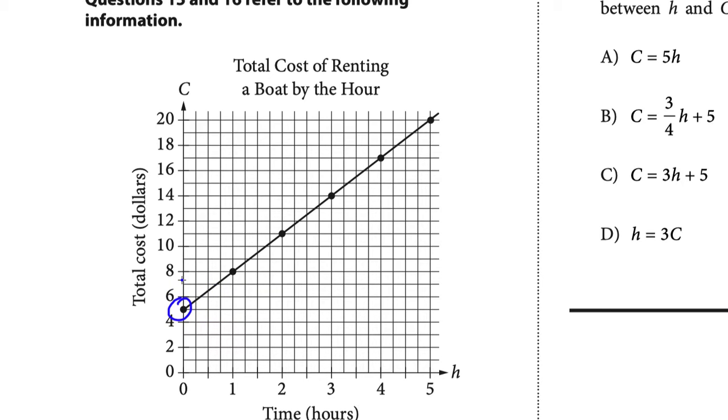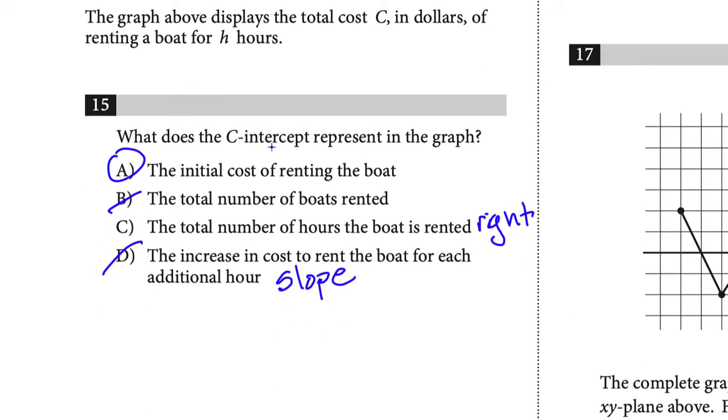Make sure that you guys understand this. Usually, the y-intercept, or in this case, the c-intercept, is always your initial cost, or your initial price, your initial amount. Your slope is the cost per boat for each additional hour. It's some fraction. Slope is per hour.